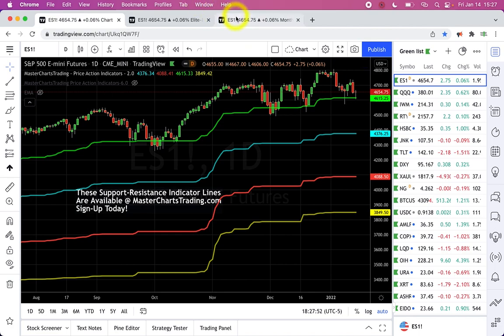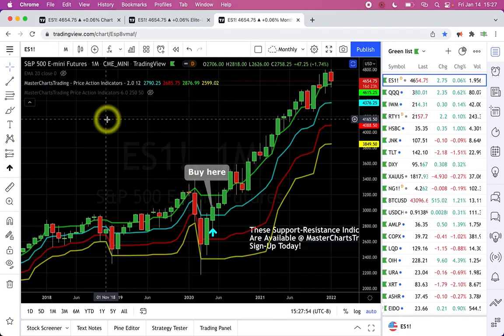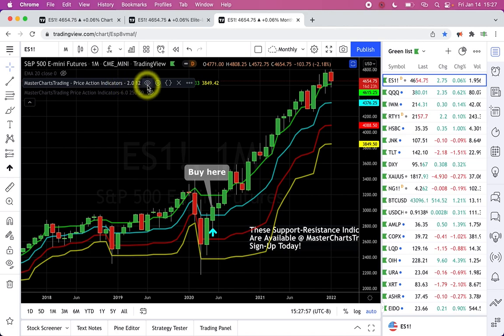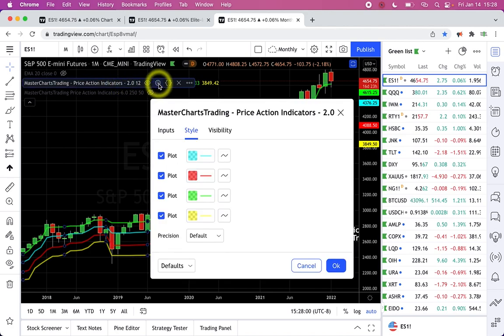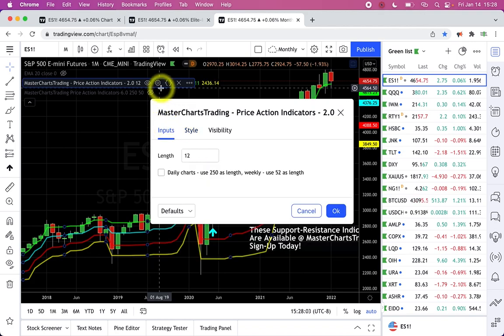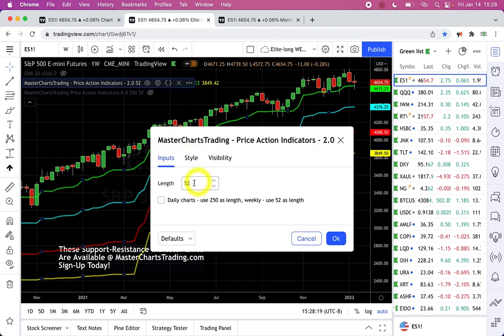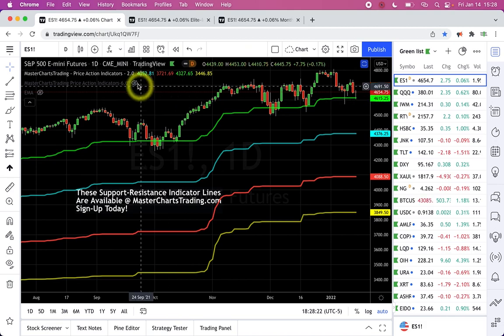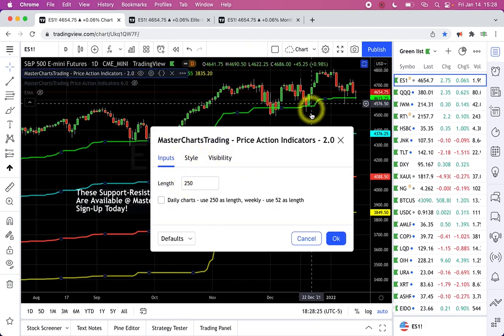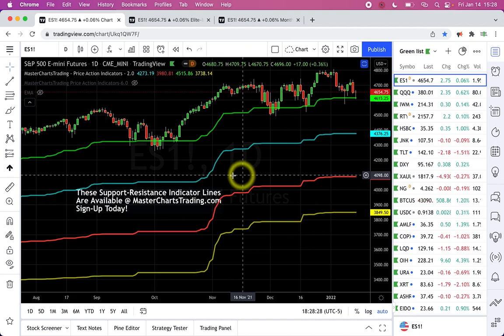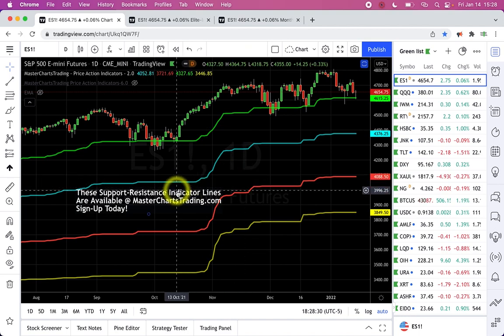Now, how did I know? We can look at S&P 500 on monthly chart. Again, you can change the indicator settings by clicking this little wheel on the indicator label, and then you can change the length to 12 for monthly. You can change the length to 52 for weekly, and you can keep it as 250 for daily. Anything less than daily, I usually keep as 250, but that's a different subject, so I don't want to get into it right now.